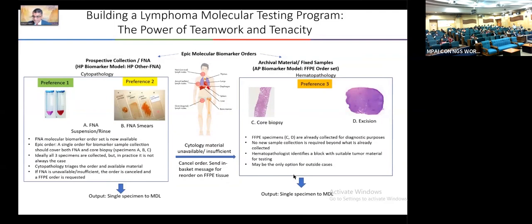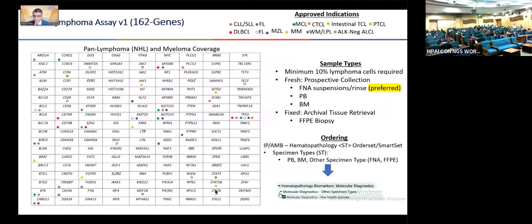of teamwork and tenacity. We were able to work through lots of challenges, and I'm pleased to announce that for the last several years we've been routinely testing the lymphoma using our custom design, again 162 gene panel, which is what we call a lymphoma panel, and it does have coverage for a large number of non-Hodgkin lymphoma as shown here.